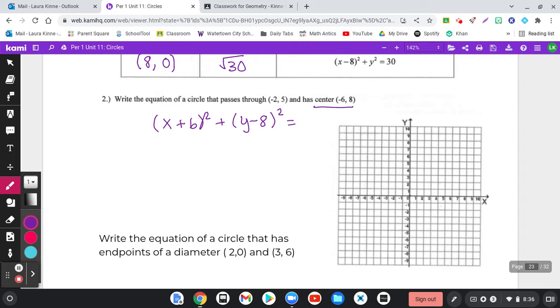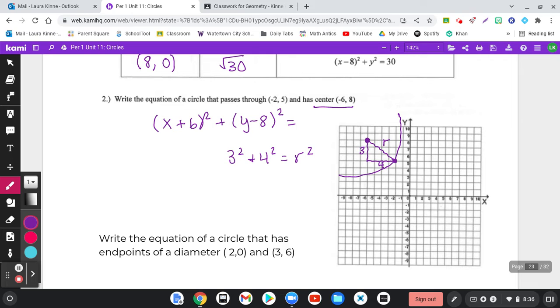equals, to find the radius, you can either use your distance formula or you can plot negative 6, 8. There's your center, negative 2, 5. So picture this circle going around here. This is your radius. So you can make it into a right triangle. Anytime you're finding distance, 3 and 4 would be your a and b. So 3 squared plus 4 squared equals your radius squared.